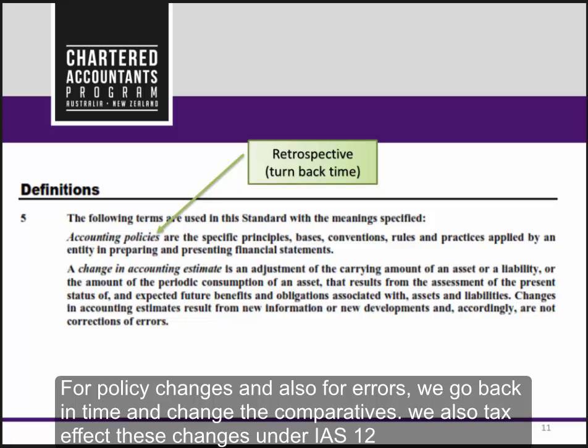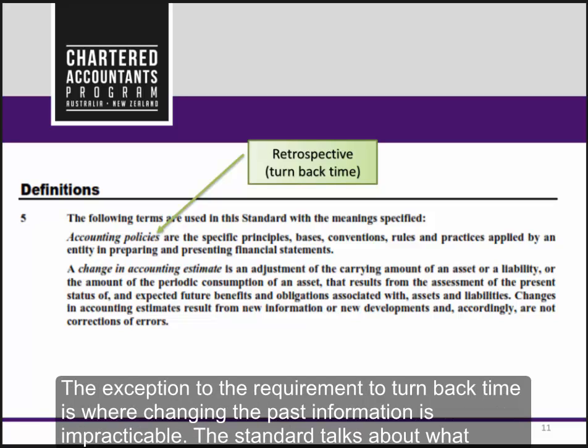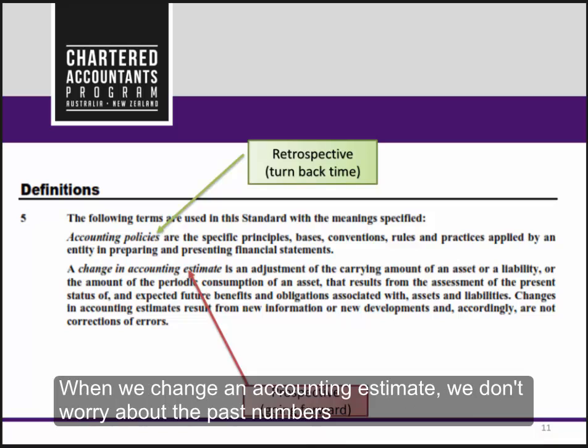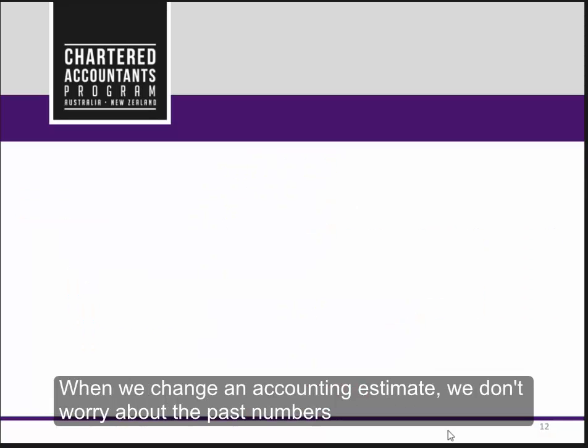The exception to the requirement to turn back time is where changing the past information is impracticable. The standard talks about what impracticable means in the paragraph 5 definitions. Changes to estimates are the only one that is forward-looking. When we change an accounting estimate, we don't worry about the past numbers.